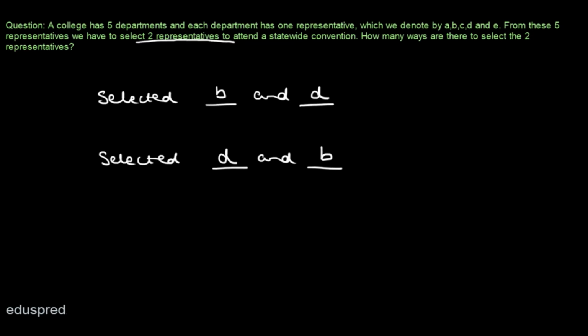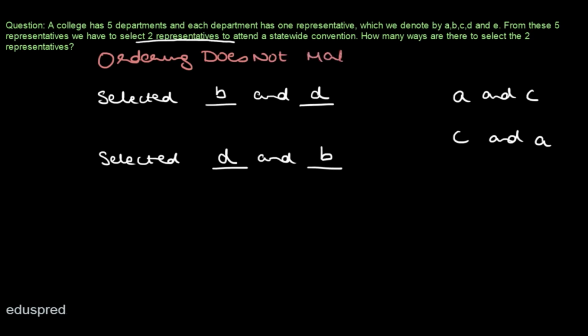Note that in this question, we are not given that we have to select a principal or a secretary or whatever. All we are given is that we have to select 2 representatives out of 5 representatives. So if we select B and D, or if we select D and B, it's one and the same thing. Similarly, if I select A and C to be my 2 representatives, or I select C and A to be my 2 representatives, it is one and the same thing. So in this case, the ordering of the outcome does not matter. So ordering does not matter.